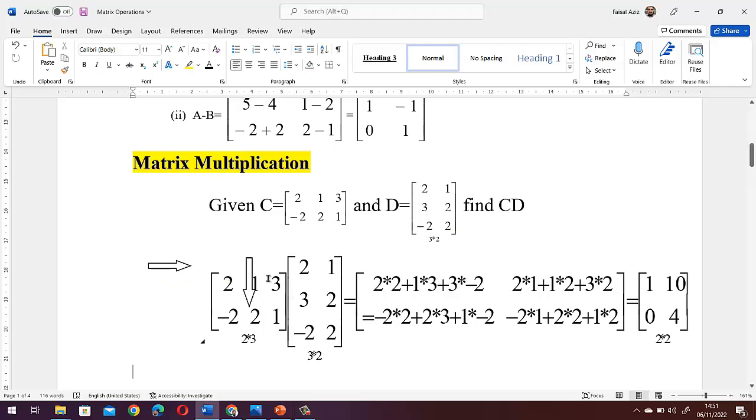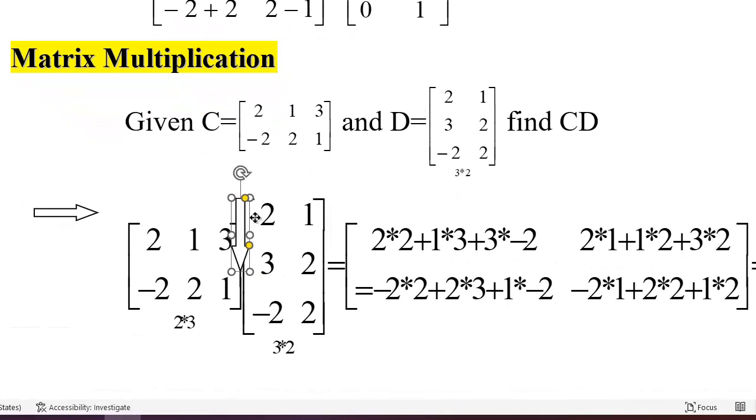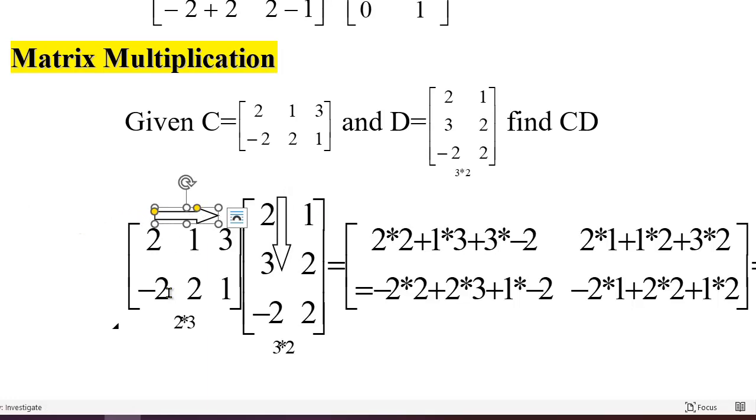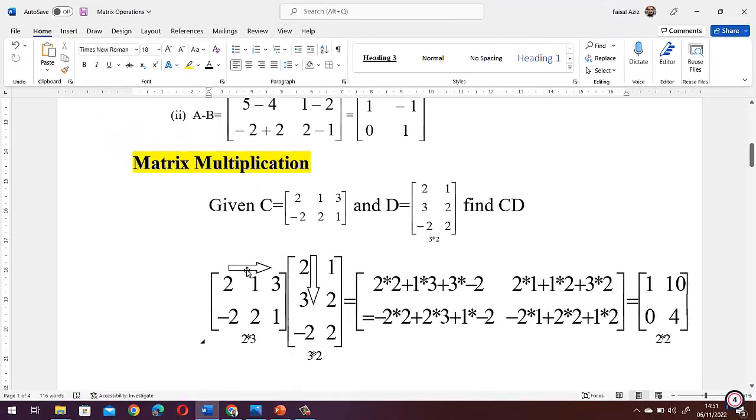So here you can see, let me show you this way. This is the first row of our first matrix, matrix C, and we have another matrix which is D. I put both matrices together, so this arrow shows rows and this downward arrow shows columns. When we start multiplication, the first element of the first matrix will be multiplied by the first element of the second matrix. So this 2 multiplied by 2, and we will write it this way.